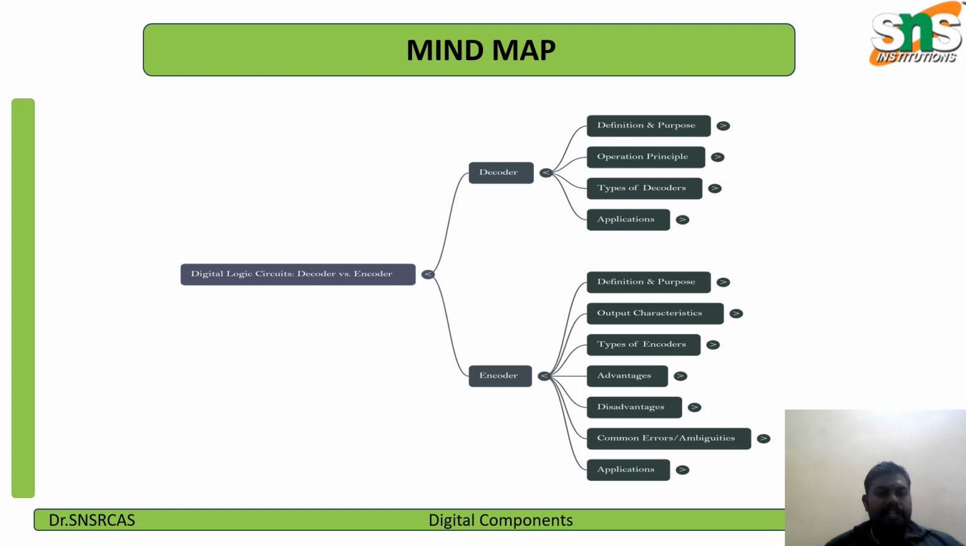This is the mind map. The digital logic circuit: decoder versus encoder. Decoder, what is that? The topics we will cover. The encoder is what, the topics we will cover in that. I have put four topics covered in decoder. There are seven topics covered in encoder.